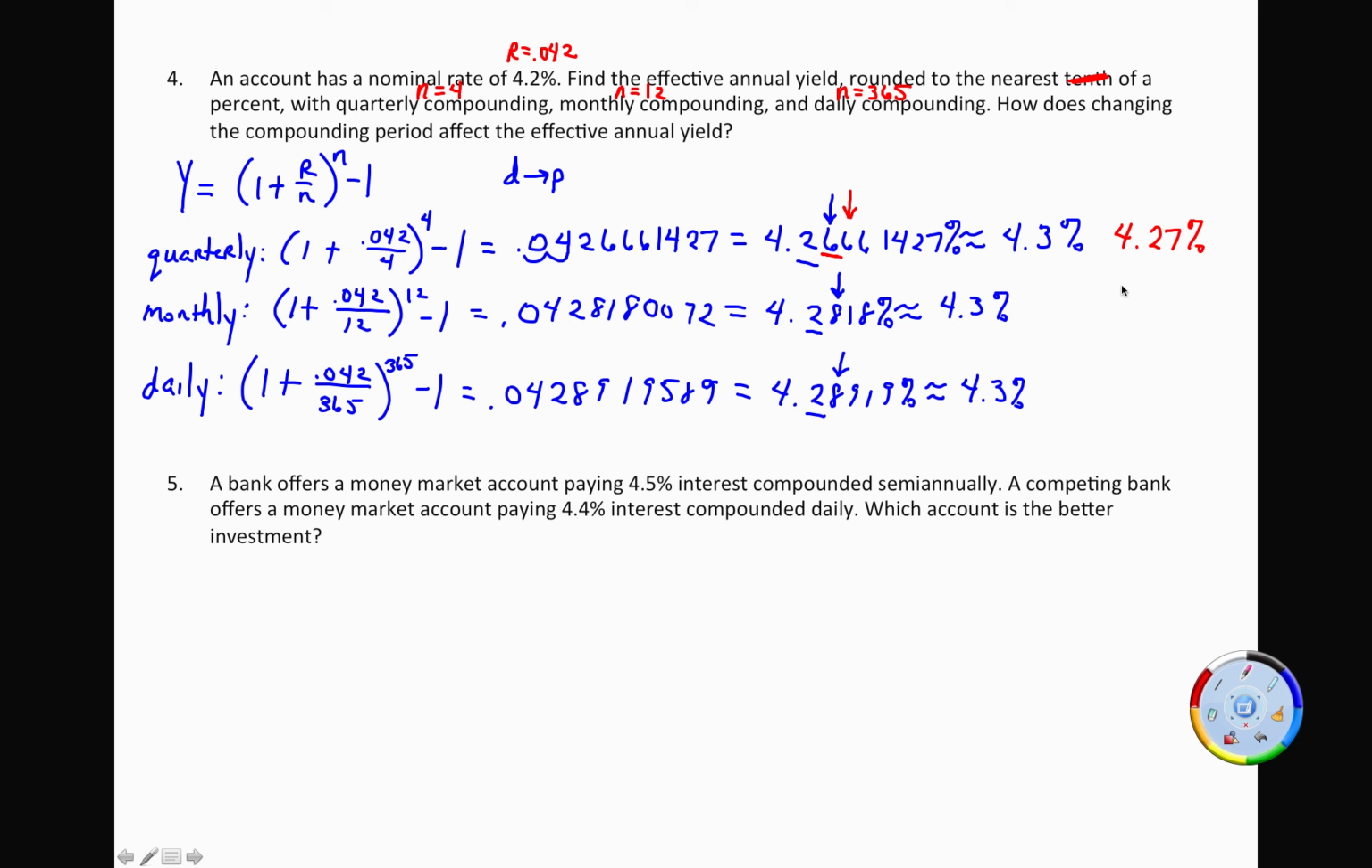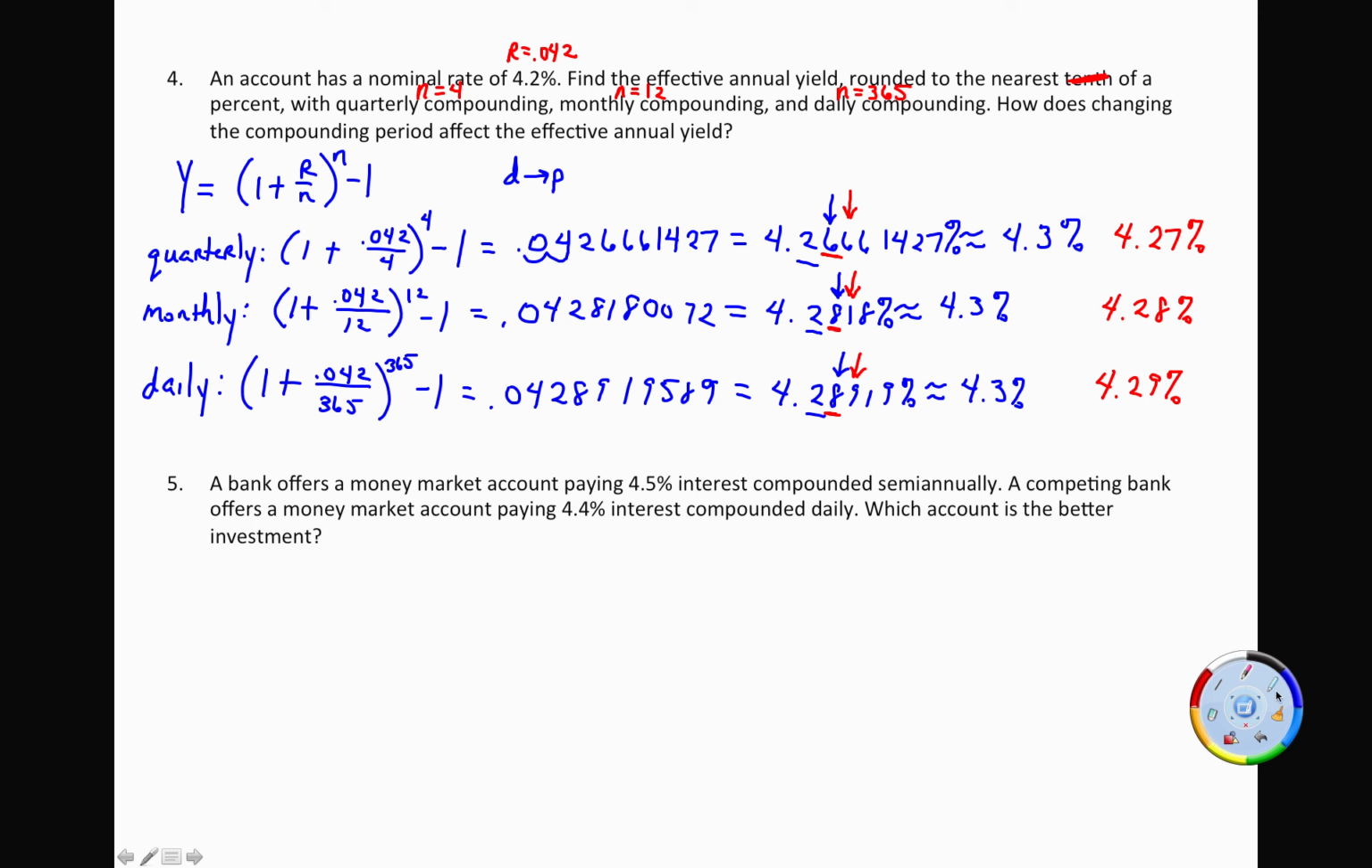4.27%. If I round this to the hundredths, right, the number to the right says leave the 8. So this is 4.28%. And if I round this to the hundredths place, the 9 indicates I should raise that to 4.29%. Now I can see what's happening. Changing the compounding period increases my effective annual yield, right? The more compounding periods I have, the higher my effective annual yield.